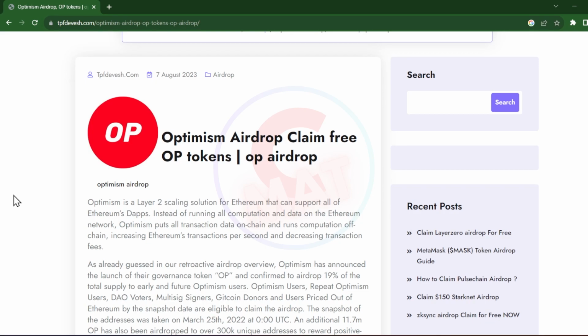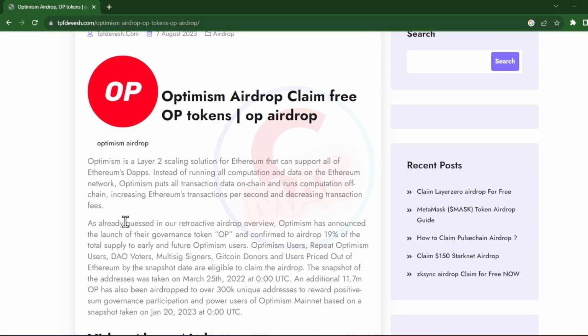First of all, let's talk about what Optimism is and what the OP token is, how they work and what they are. Optimism is a layer 2 scaling solution for Ethereum that can support all the Ethereum DApps. Instead of running all computation and data on the Ethereum network, Optimism puts all transaction data on the blockchain and runs computation off-chain, increasing Ethereum transactions per second and decreasing transaction fees. So this is all for Optimism.